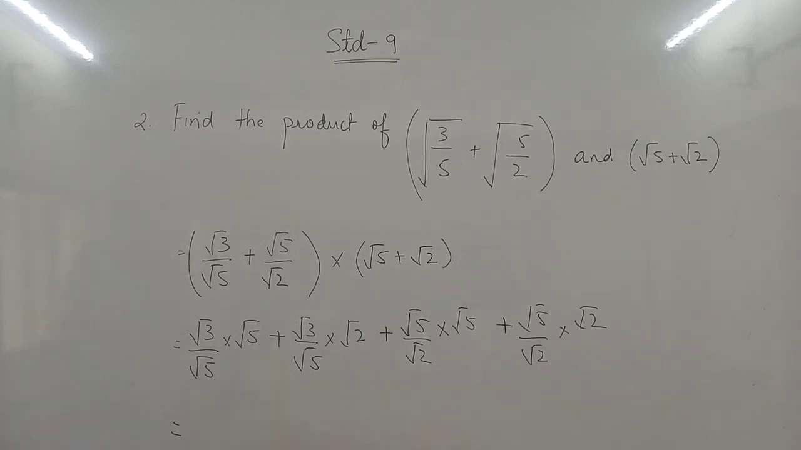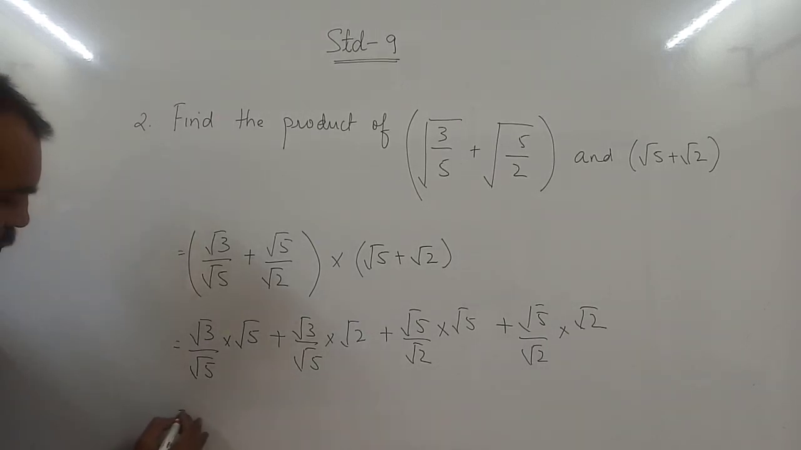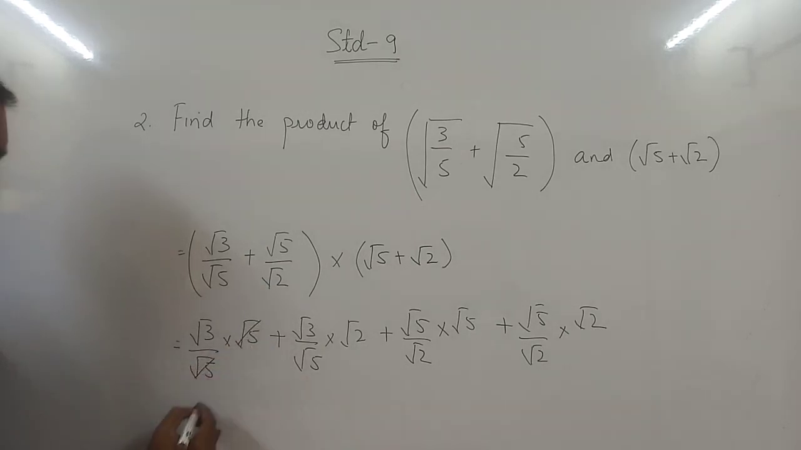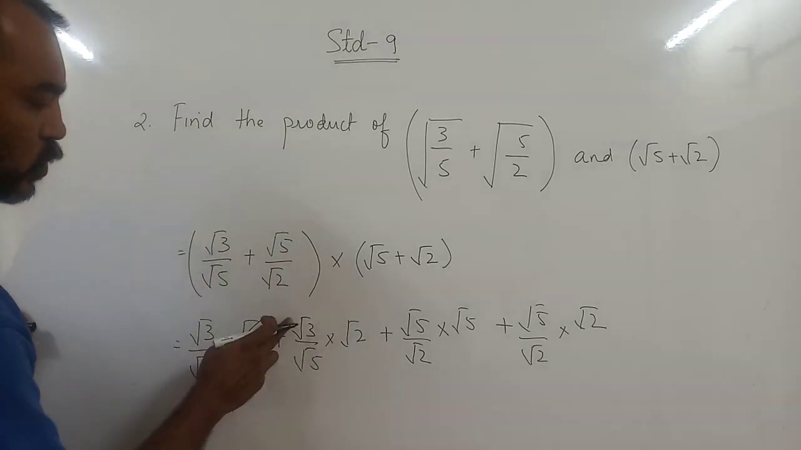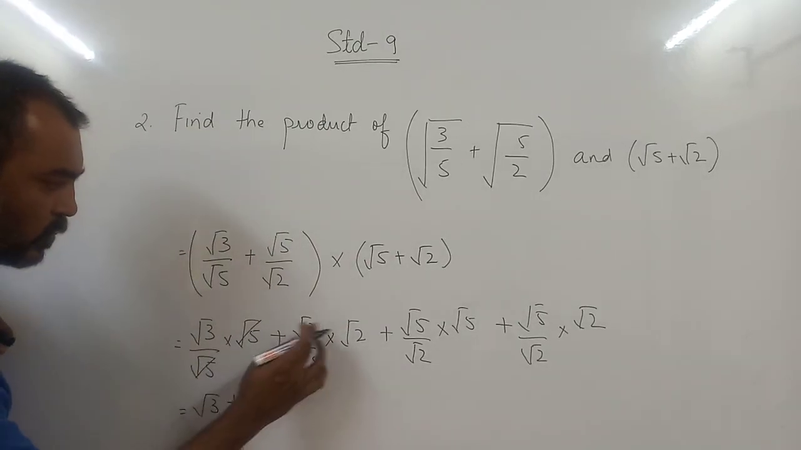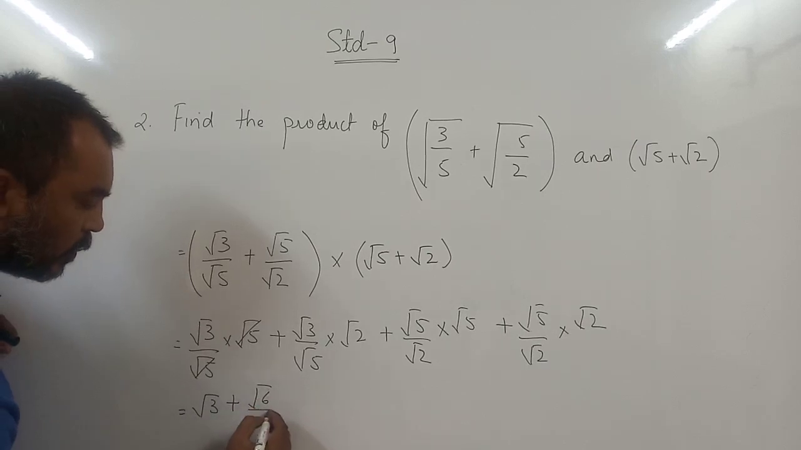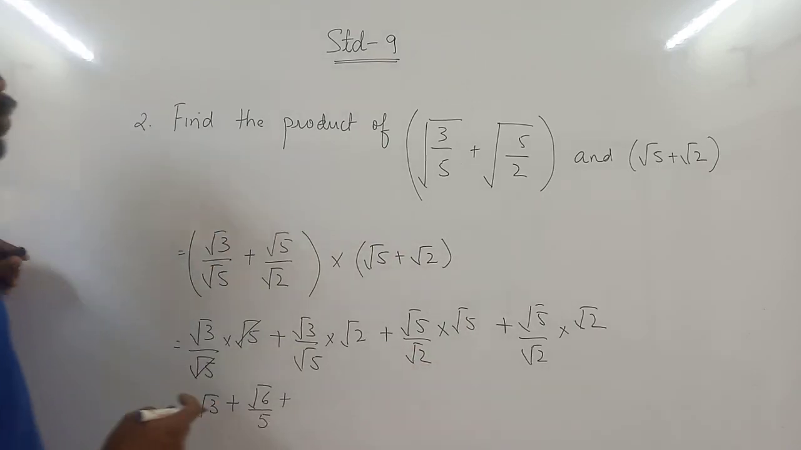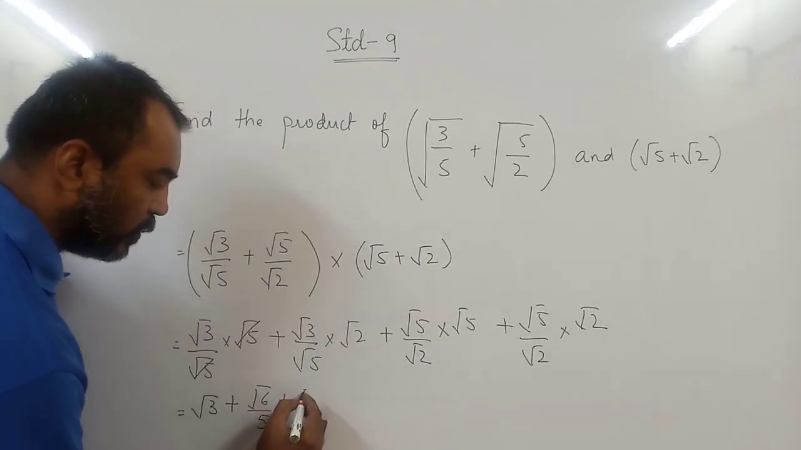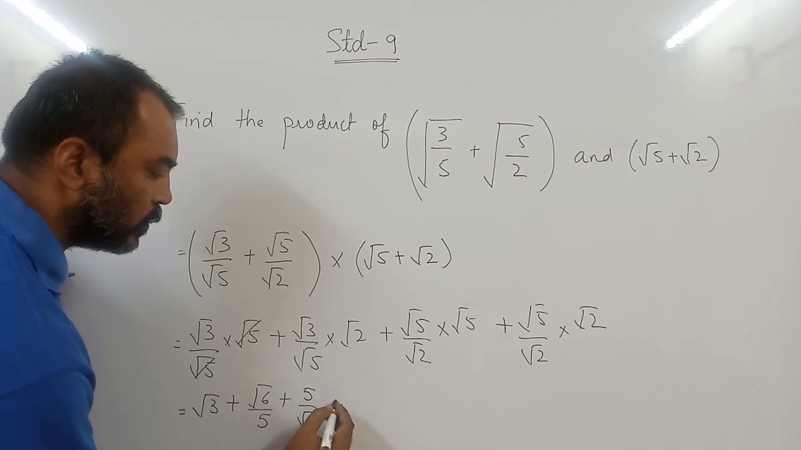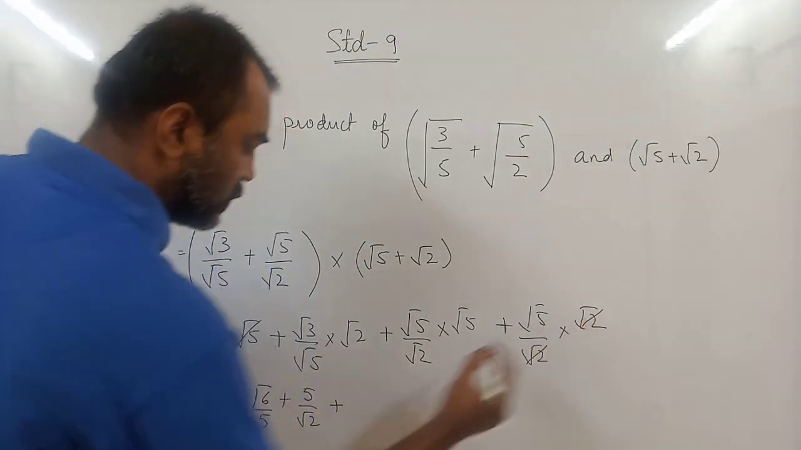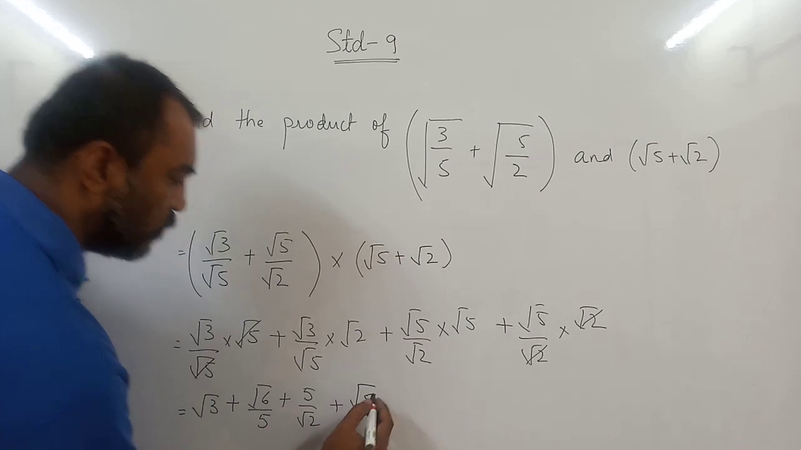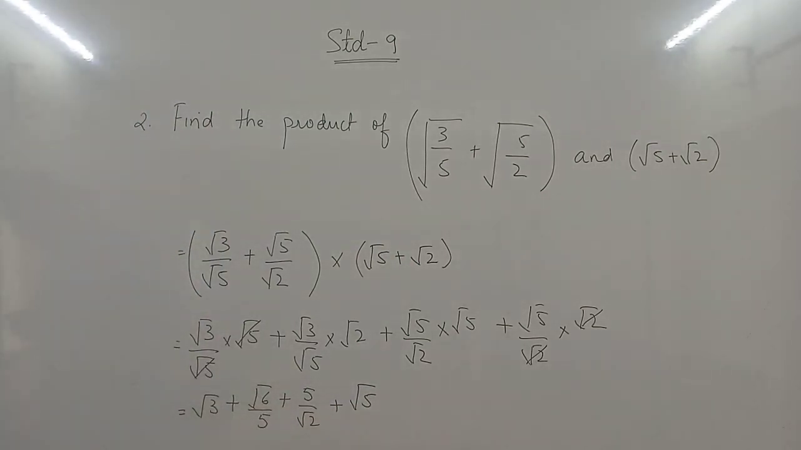So what will we get here? See for yourself. Here this root 5 and root 5 gets cut. So what is left? Root 3. Here nothing gets cut. So root 3 into root 2 is root 6 upon root 5. Plus root 5 into root 5 is root 25. So root 25 is 5. So 5 upon root 2 plus, here the root 2 and the root 2 gets cut. So we are left with root 5. So multiplying the two numbers you get root 3 plus root 6 upon root 5.